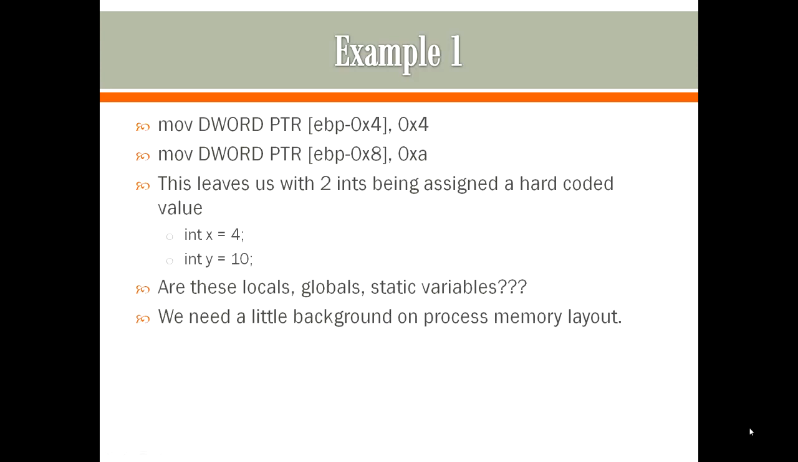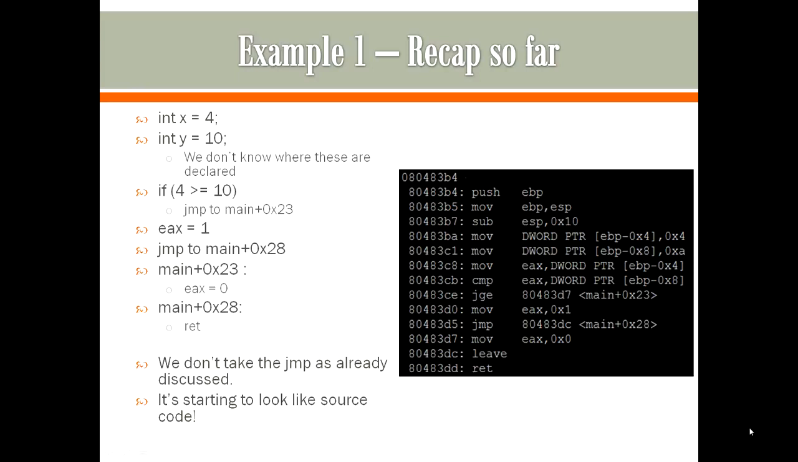Now we have a better understanding of these two move instructions. In C, this may look like int x equals 4 and int y equals 10. But are these local, global, or static variables? This will require us to explore the topic of process memory layout to answer this question. Before doing that, let's recap what we've learned so far.